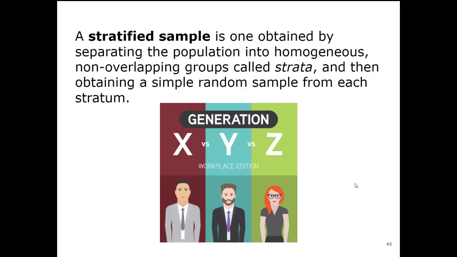So when I'm looking at a balanced design, when I want the same amount of people from each of the groups, or I want to at least try to do that, stratified sampling is really the best way to go.